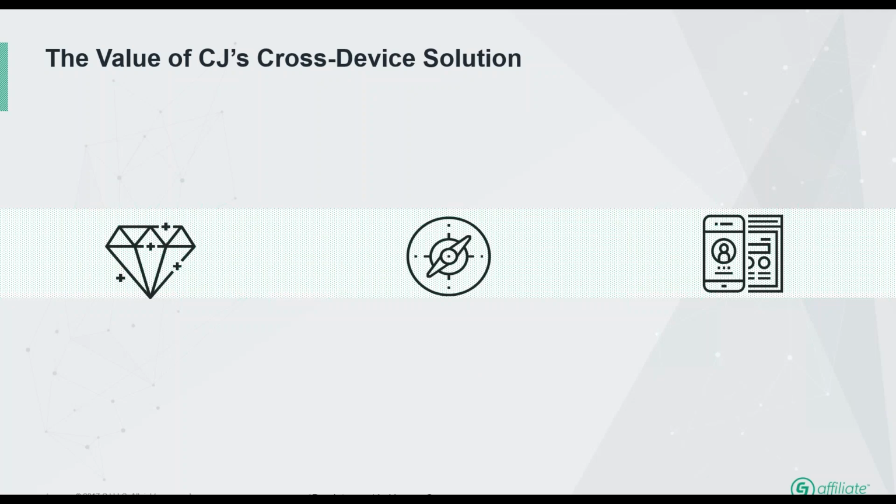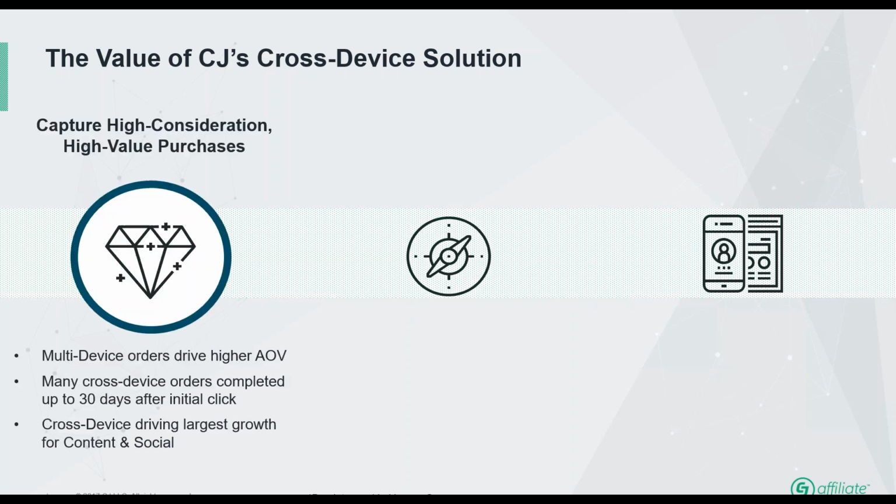Thank you, Sandrine. So getting to the value of what all that means for you, our audience, when we first launched our solution, we were confident that it would allow advertisers like you to do more with your programs as a result, and it turns out that we were right. So how does it help you to do more? Well, first, by capturing cross-device orders, it turns out we're capturing high consideration, high value purchases, which add new value to your programs. We'll cover this in more detail when we're reviewing the report itself shortly, but one way that we know this is that multi-device orders are driving higher average order values, or AOVs, and are being completed days or even weeks after the initial click.